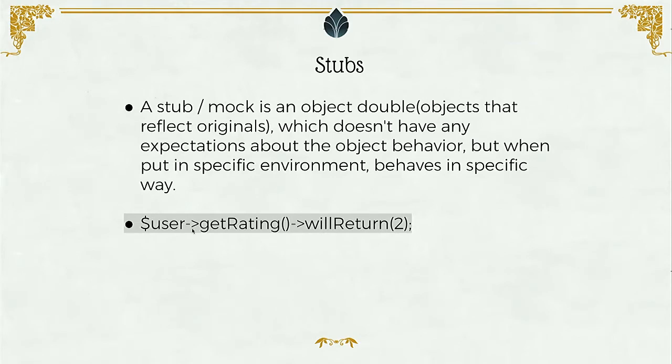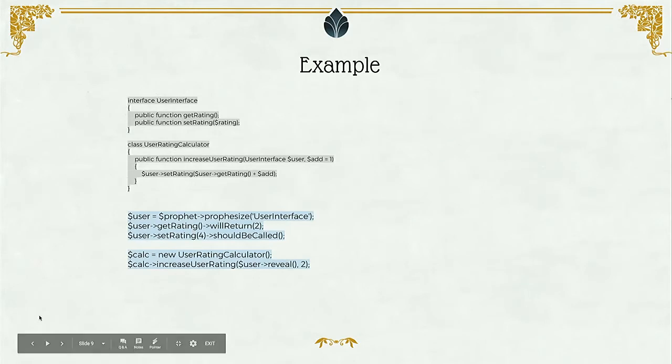So you can see you created the prophecy dummy called user and prophesized the user interface. Then you are calling this method and saying that it always returns 2. It doesn't care about what the functionality of that method actually does, but it always does this.